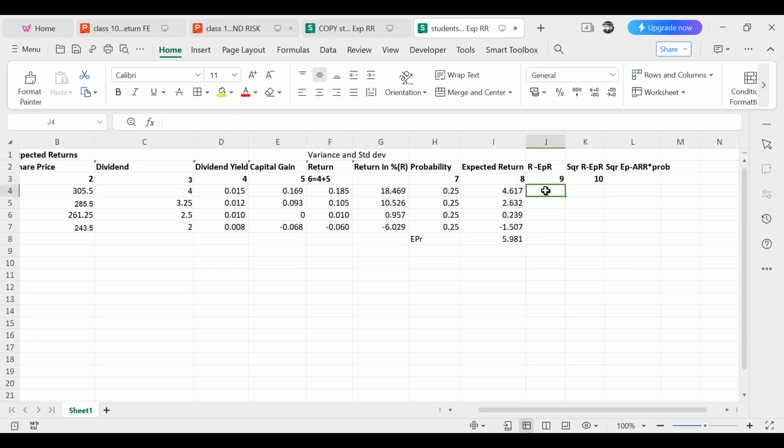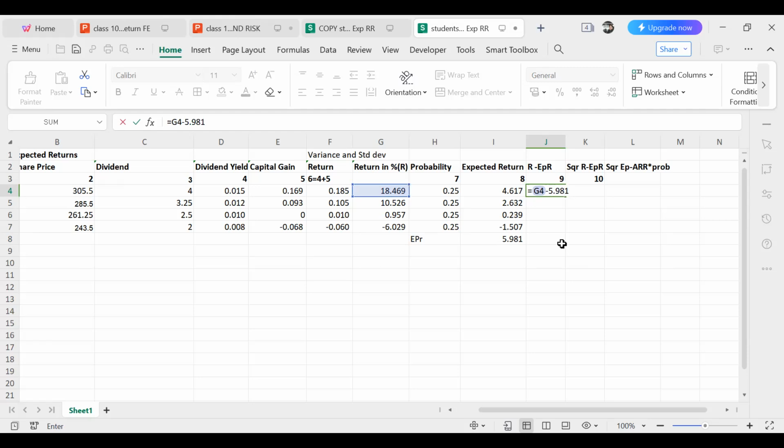So here what you are doing? Simply go on subtracting. I have written the steps. This is the column of R you calculated, the expected return. Then take the difference. This is your R. Remember here, can you see the return 18.469? Now your expected return is 5.98. So just subtract.